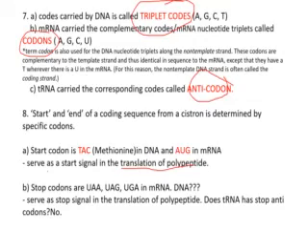Next, stop codons. Stop codons are UAA, UAG, and UGA in mRNA. What are stop codons? They are codons that serve as a stop signal in the translation of polypeptides. Meaning, during translation, when these stop codons are read in the mRNA inside the ribosome, the synthesis of the polypeptide will discontinue. That's why the stop codons serve as a stop signal in the translation of polypeptides.